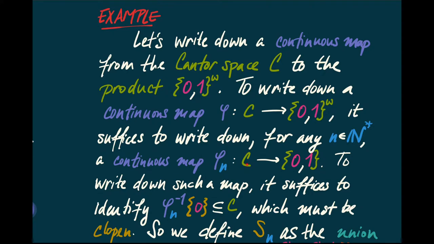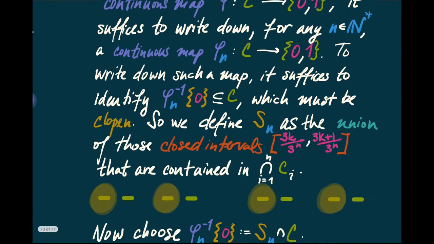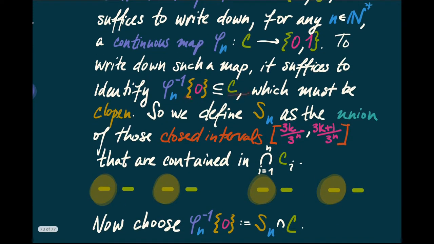Okay, so how do I write down a continuous map from C into a discrete topological space? Well, I have to tell you what points go to 0 and what points go to 1. But of course, if I tell you what points go to 0, then all of the other points have to be the ones that go to 1. That is to say, the inverse image of 1 has to be the complement of the inverse image of 0. So I really just have to give you the inverse image of 0. And this is discrete, so what property does it have to have? Well, it has to be both closed and open, because that's how 0 is. So I simply need to write down the inverse image of 0 inside the Cantor space, which needs to be clopen.